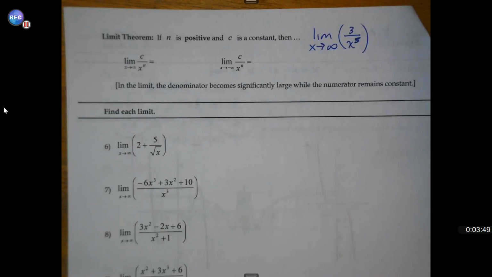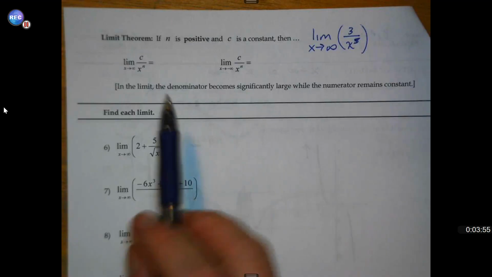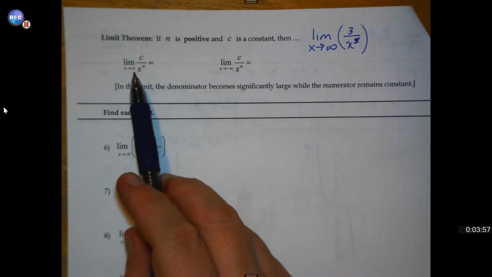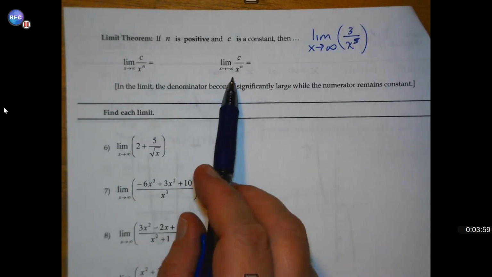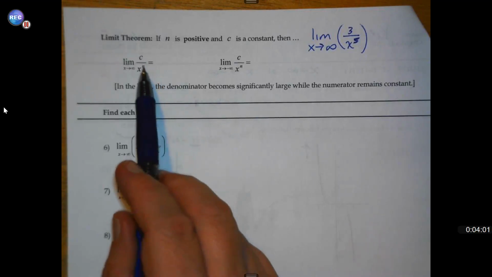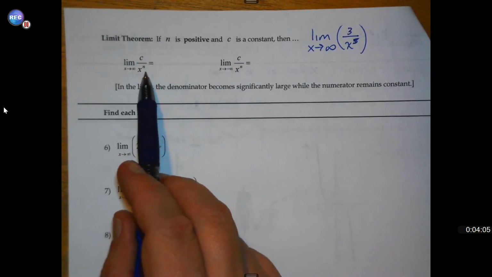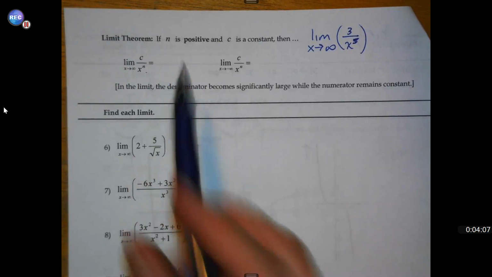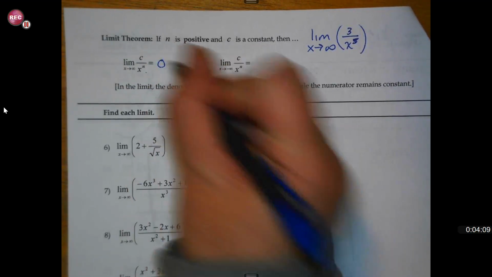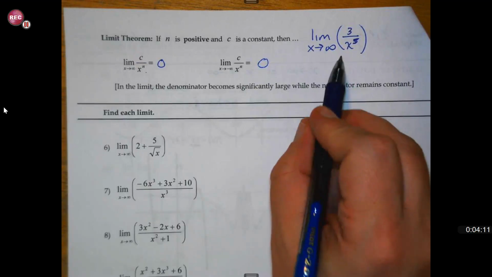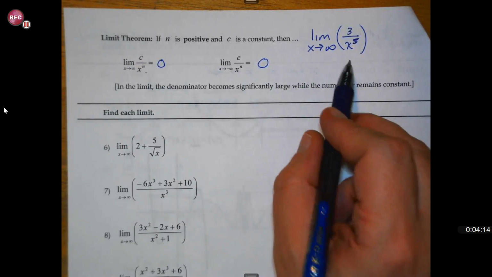Alrighty, if you guys flip the page, next up we have a little limit theorem here that we're going to discuss. So if you are doing limits as x goes to infinity or negative infinity of a function written this way, where the numerator is a constant and the denominator is x to some positive value of n, in both cases the value of those limits would be 0. So here's just a quick little example to wrap your minds around.